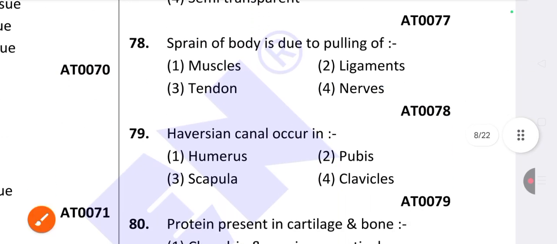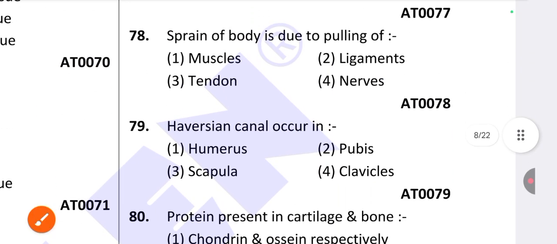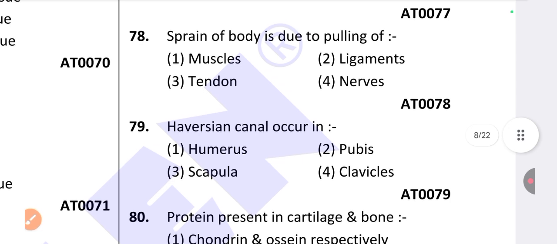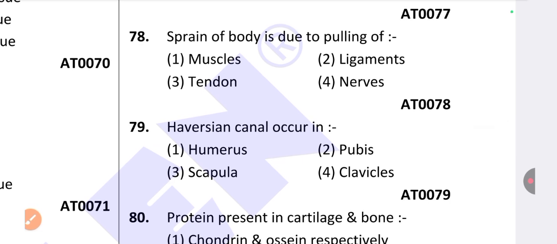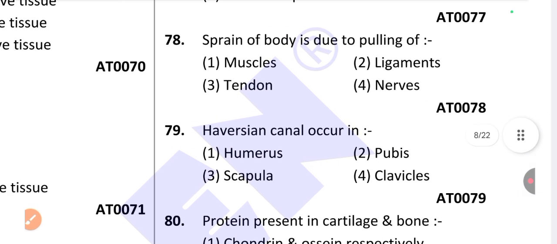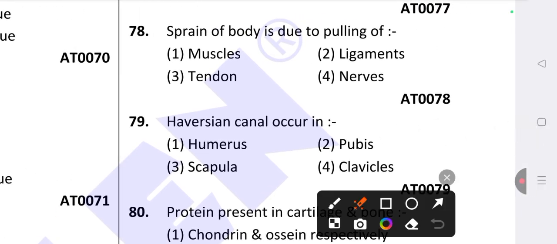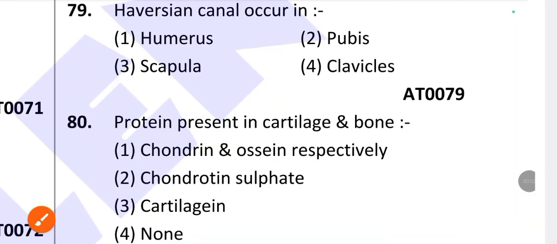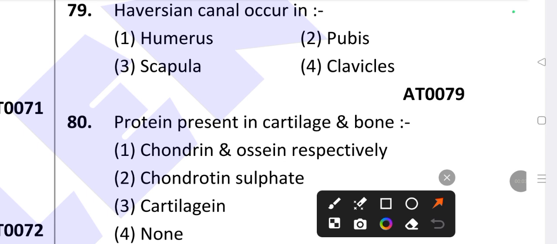Next, 78th question. Sprain of body is due to pulling off. So body में sprain क्यों होते हैं? It is because of ligaments, due to pulling of ligaments. 79th question. The Haversian canal occur in. So Haversian canal occurs in humerus.